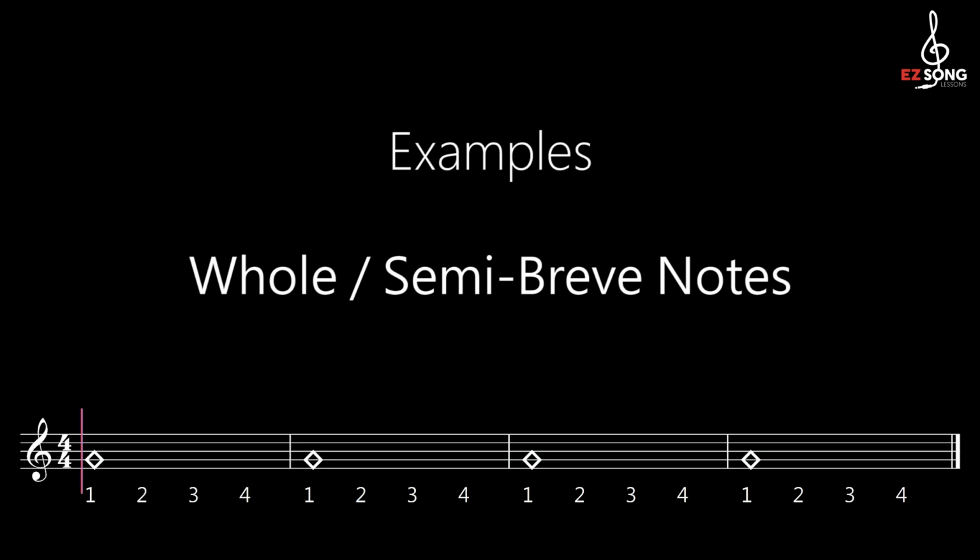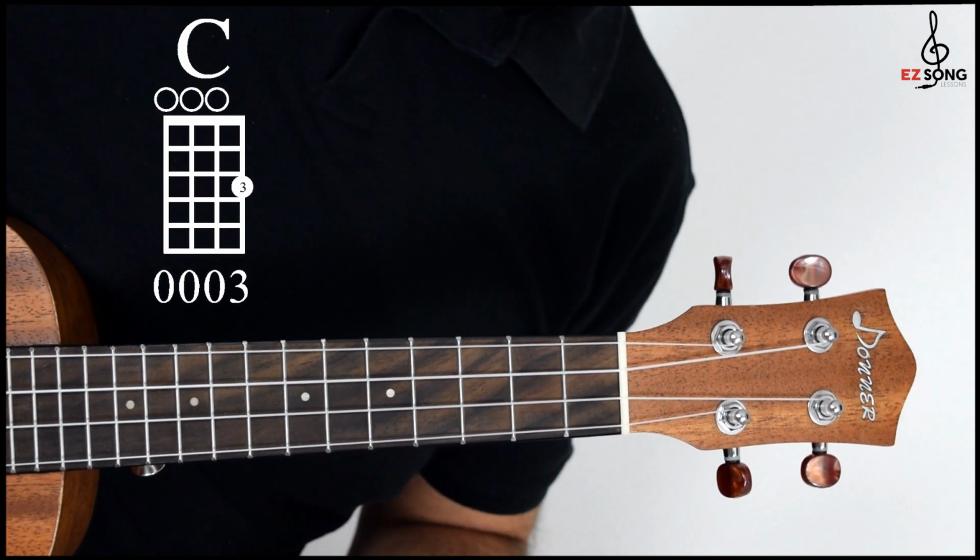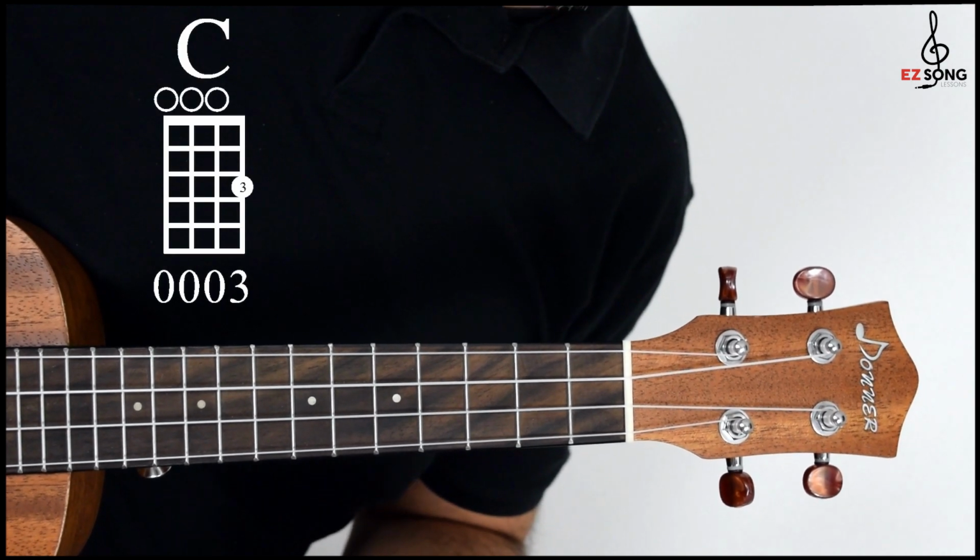In the following example, the C chord needs to be strummed 4 times, and each time it has to ring out for 4 beats. Tip number 1. We're going to use the C chord for all of the examples in this video, as it's not difficult and it will help you concentrate on the rhythms. The C chord is played by pressing the 3rd fret on the A string.